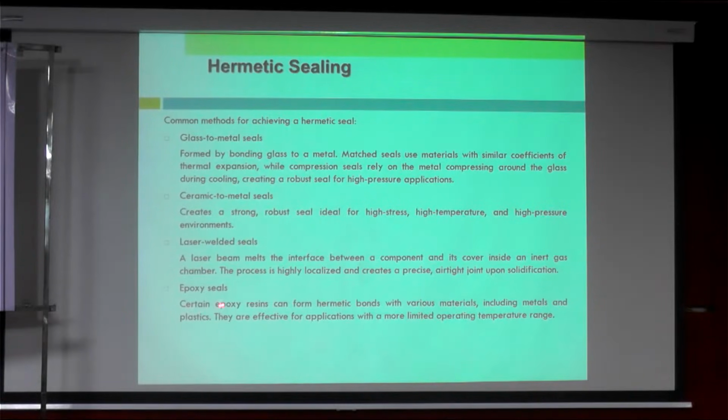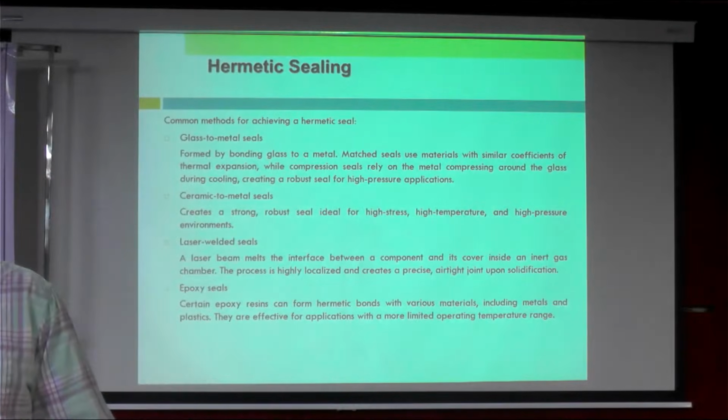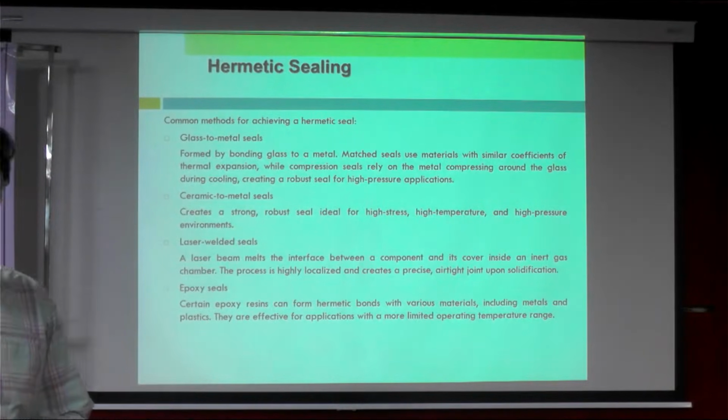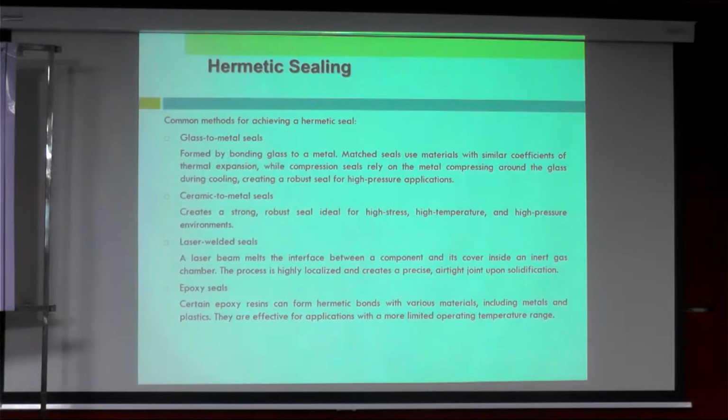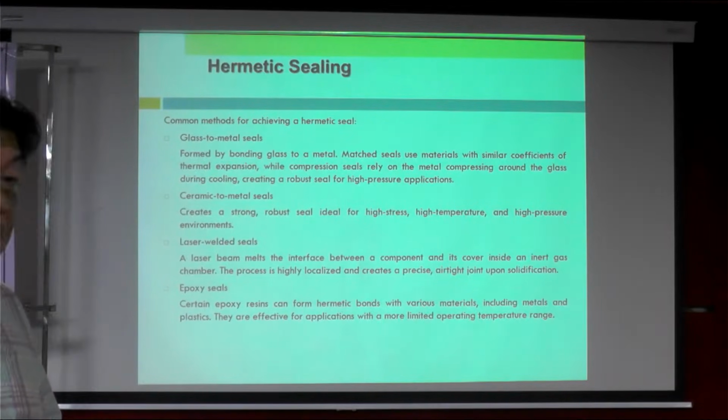Epoxy seal: certain epoxy resins can form hermetic bonds with various materials, including metals and plastics. So they are effective for applications with a more limited operating temperature range. If the operating temperature is not so high, the use of polymer resin might be suitable, because we know that the temperature tolerance of resin is not that high in comparison with ceramics and metals.